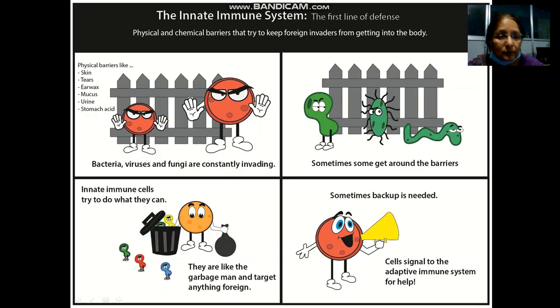See this, there are certain bacteria, viruses and fungi always ready to invade our body. And what are the physical barriers? Skin, tears, ear wax, mucus, urine, stomach acid. Sometimes some are prevented, but some of them are very persistent and they cross the barrier. Now what happens? Innate immune cells do the function, and they act like a garbage man and target anything which is foreign. And sometimes they can't cope with the infection, so they need a backup service, and they give a signal to the adaptive immune system for help.